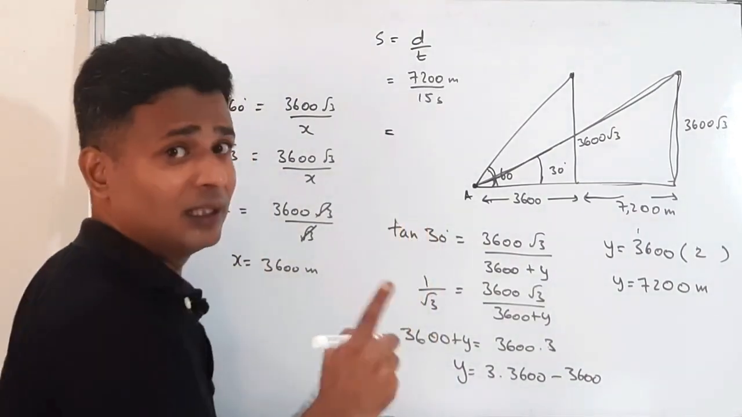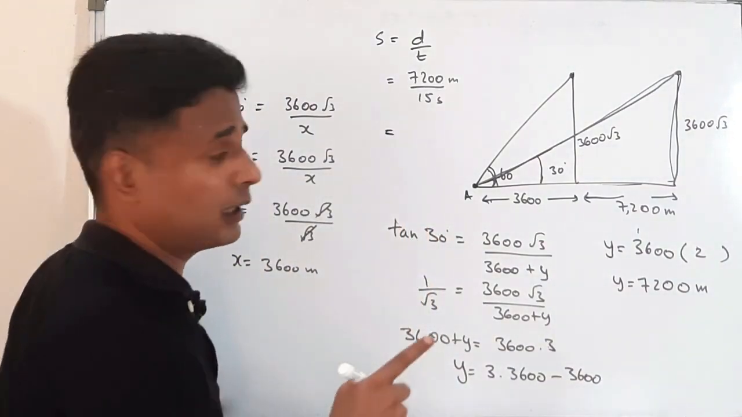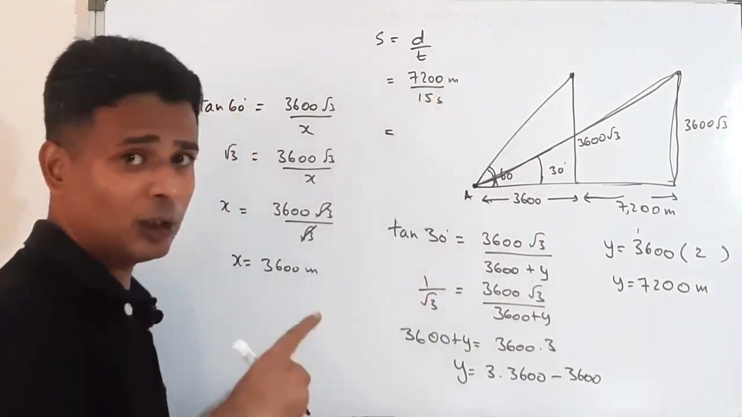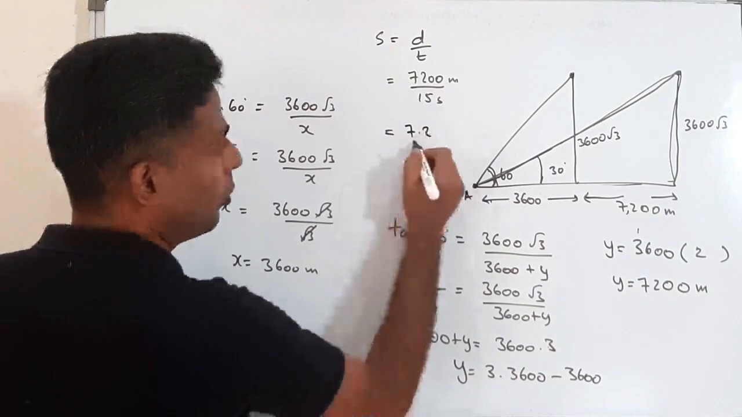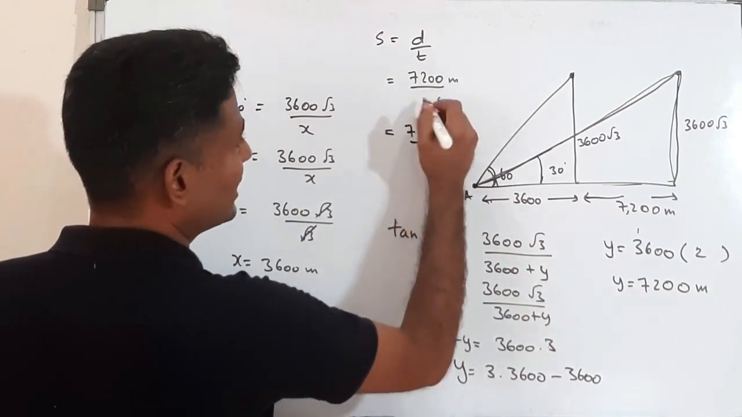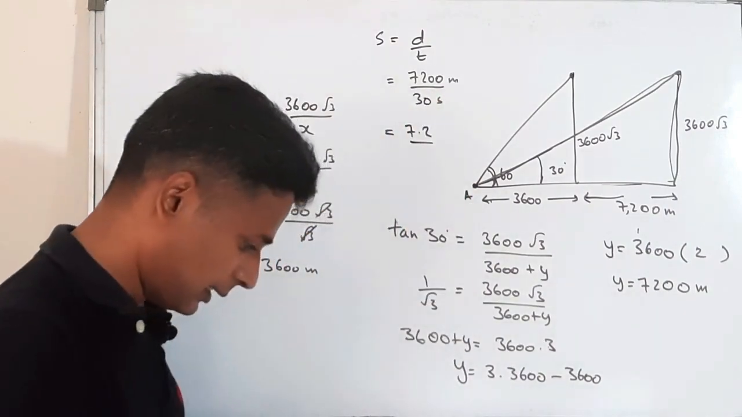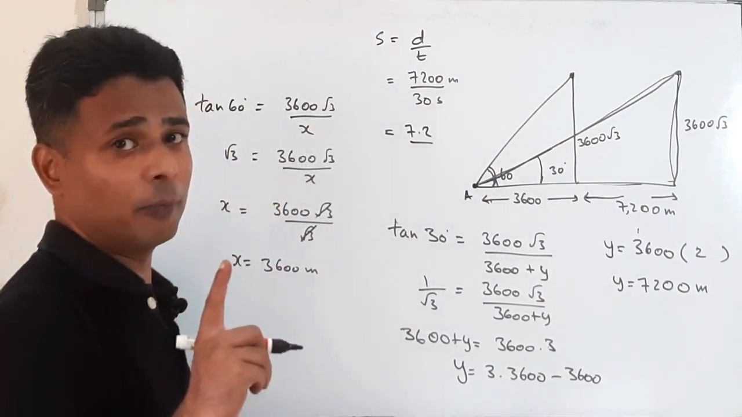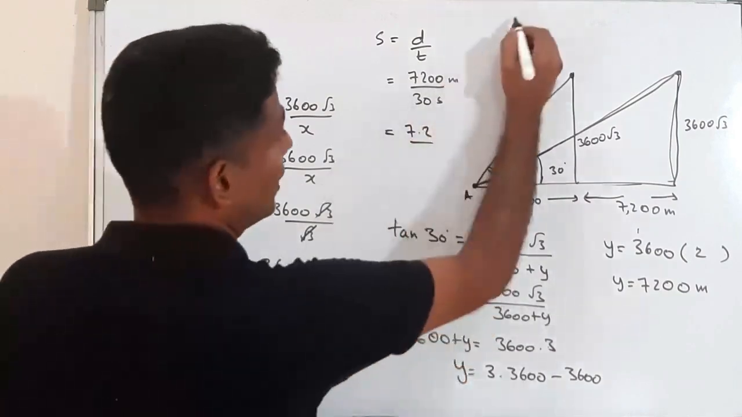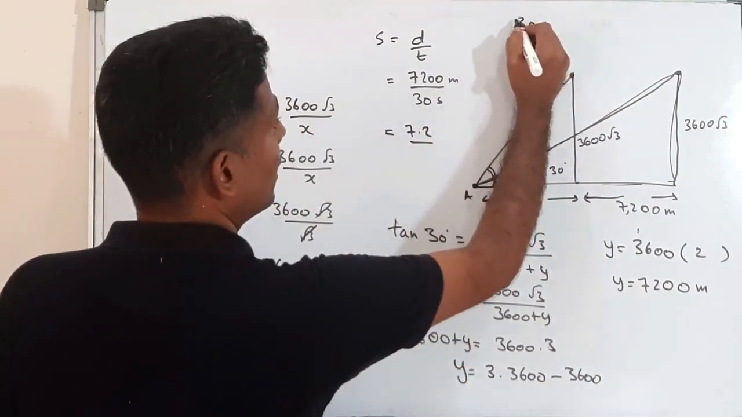7200 meters is 7200 by 1000 kilometer. So to convert meter to kilometer you have to divide by 1000. When you divide this by 1000 it becomes 7.2. And it's not 15 seconds, sorry guys, it is 30 seconds I think, right? Yeah, it's 30 seconds. 30 seconds is half of a minute. Okay, for this we'll do it separately.